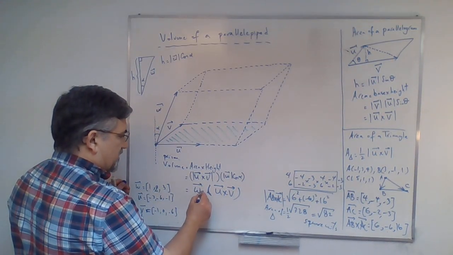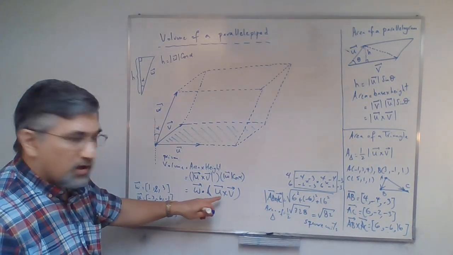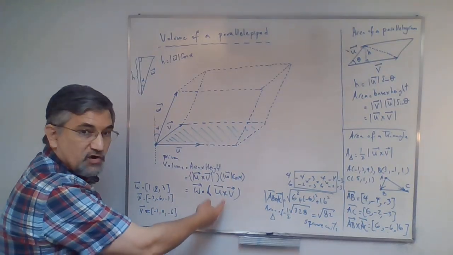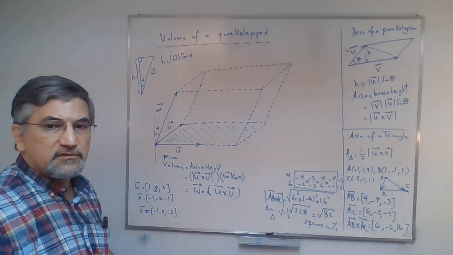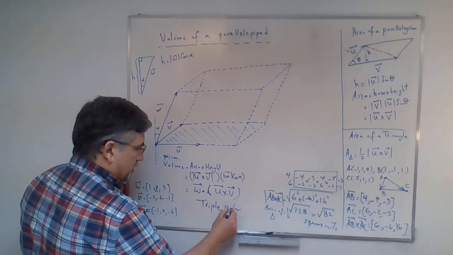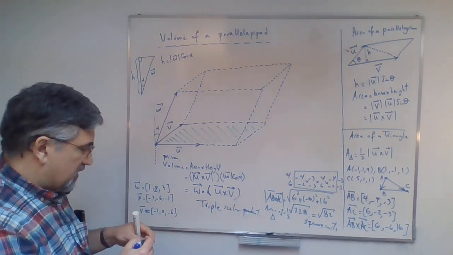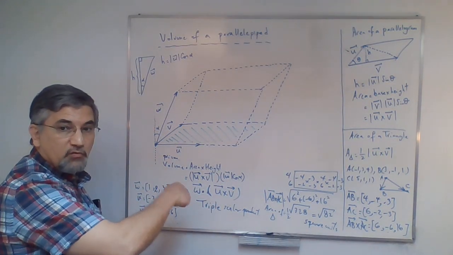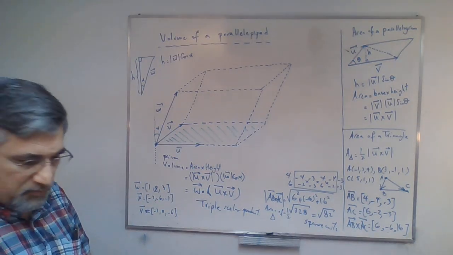So u cross v is a vector itself, and w is a vector, and I'm finding the dot product of two vectors, at the end of the day. But you see that here we have cross product and dot product both present in the same formula. This is known as the triple scalar product. Triple scalar product is when you have three vectors and you're finding the cross product of two of them, and then whatever the outcome was, you're doing a dot product with the third vector. And such a thing is called the triple scalar product.